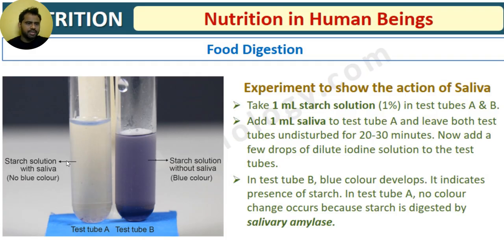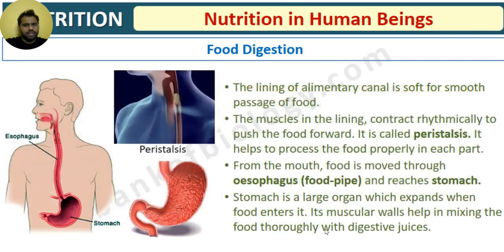So what has happened? Starch indication is the blue color. If starch is there and saliva is there, what has happened? No color change, because starch is digested by salivary amylase. So this experiment shows the action of saliva. There is no saliva, so starch remains with blue color. Here saliva is there. What has saliva done? It has digested the starch, so the blue color is gone. That's the concept, that's the experiment. Hope it is clear. Let us move ahead and understand the food digestion.